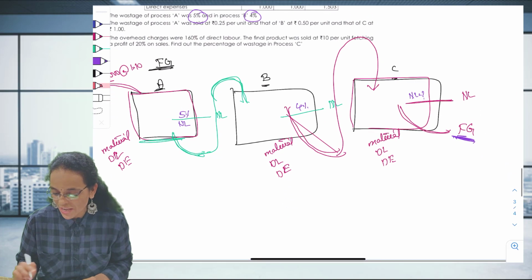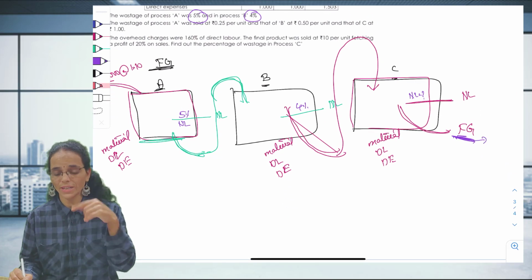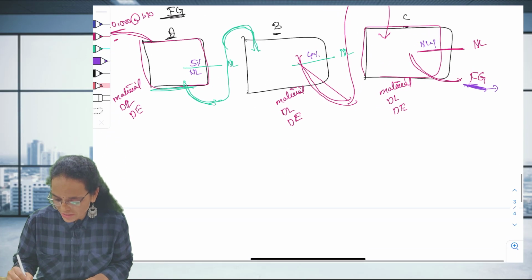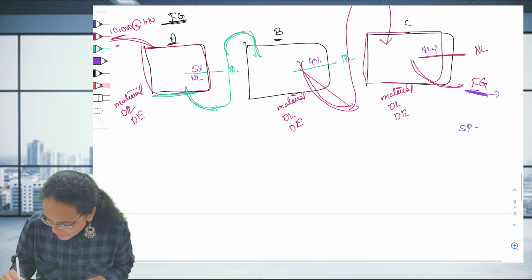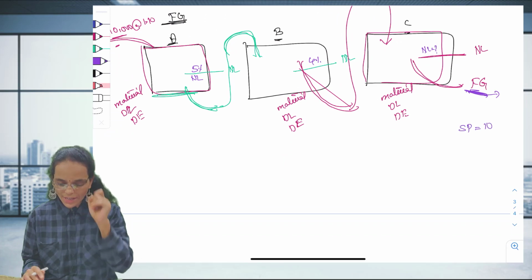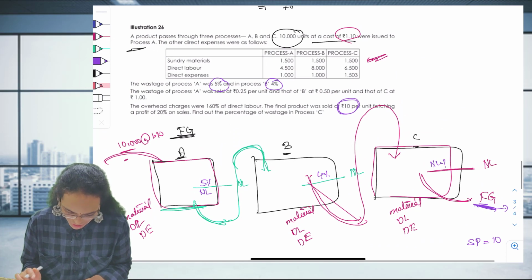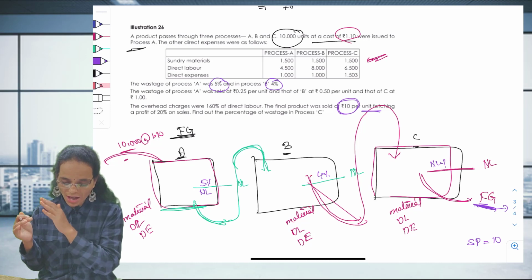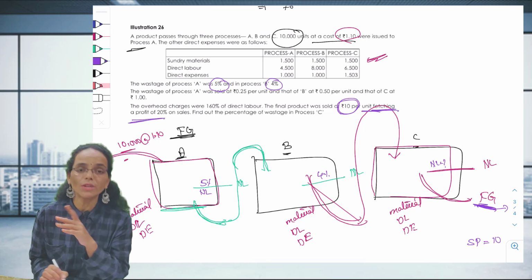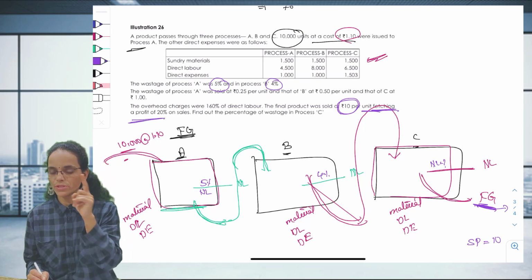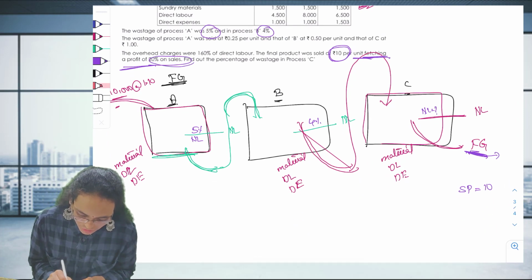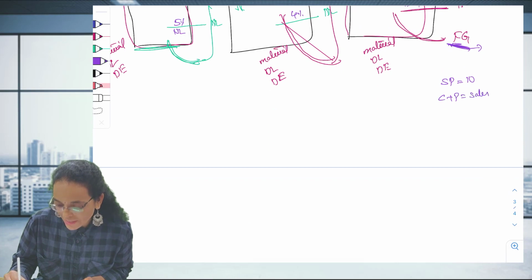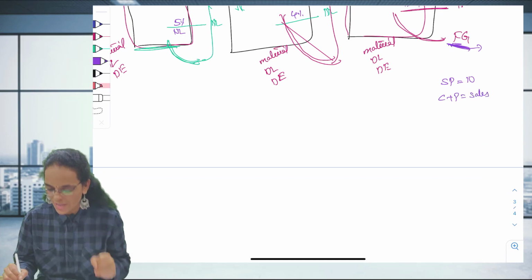What is the clue he has given? This product can be sold in the market at 10 rupees each. In the sense, selling price is 10 rupees. And again he is giving one more piece of information: he is selling this product at 10 rupees by fetching a profit of 20% on sales. See here once again I will show you. Cost plus profit is equal to sales, and it is 20% on the sales.